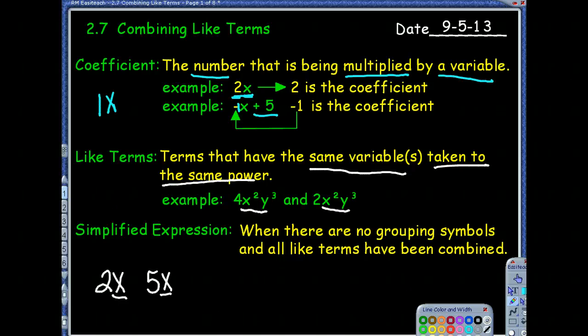A simplified expression will be an expression where there are no more grouping symbols, so no parentheses, no brackets, and all like terms have been combined. And we're going to talk about doing that in just a moment.